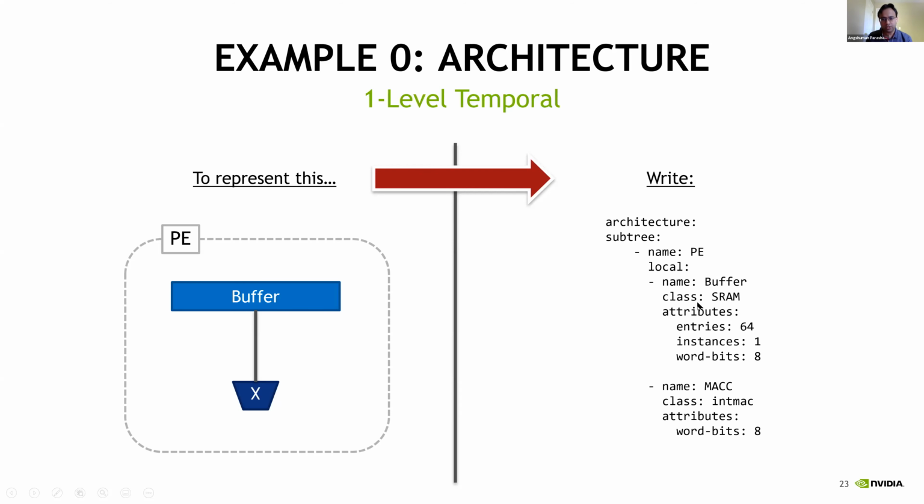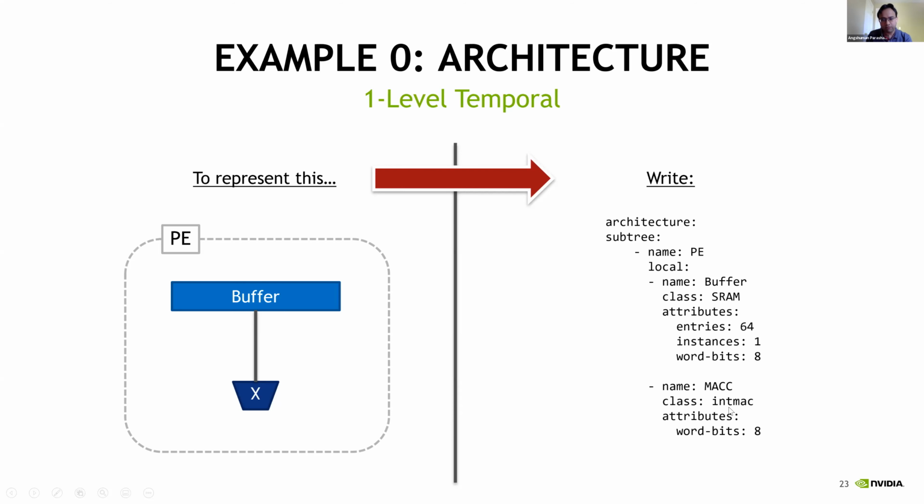For each element, we need to define a class and a set of attributes. So buffer here, the class is SRAM, and the attributes are specific things that class understands. So in this case, for an SRAM, we can define a set of entries. We can define the number of instances. This will become more interesting later on. And we define the number of bits in each entry. There's a bunch of other attributes that you can use to get more and more fidelity. These attributes are supported by Timeloop and Accelergy, and we'll cover more of these during the hands-on exercises.